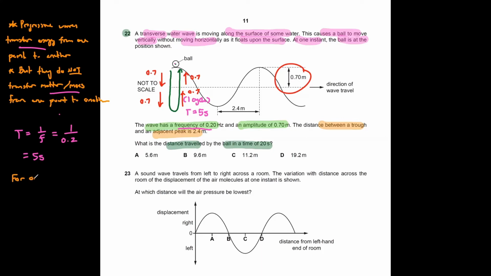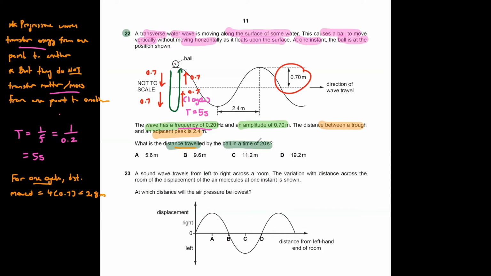For one cycle, distance moved is equals to 4 times 0.7, giving me 2.8 meters. So for the ball to move one full cycle, it would have traveled a distance. You see, the keyword here is distance traveled, not the displacement. Okay, they just want the distance traveled. So distance traveled for one cycle is this.